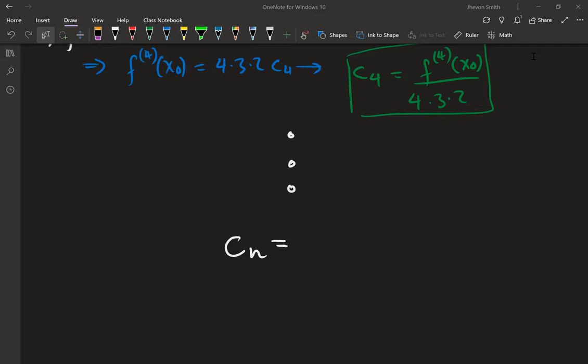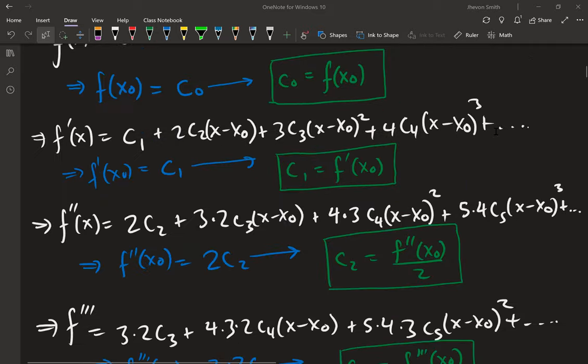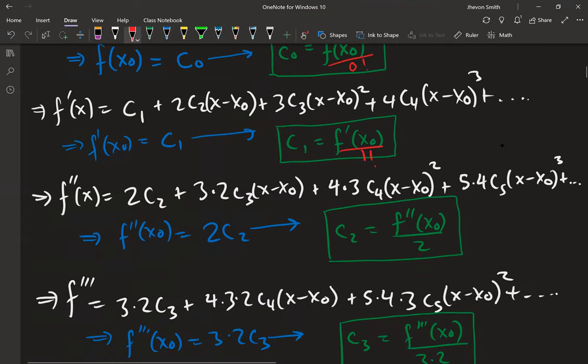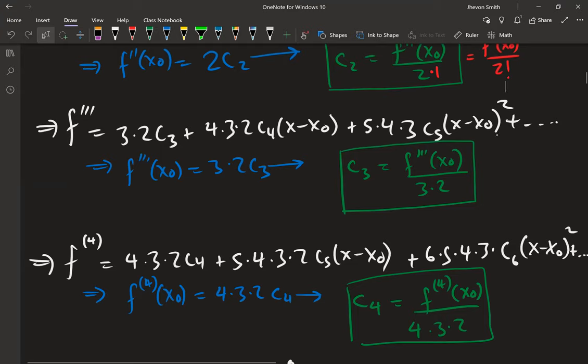Notice that the denominators were factorials. Essentially I could do this over 0 factorial, and this over 1 factorial. Now, of course, the 2 is the same as 2 times 1, and so that is going to be f double prime over 2 factorial. This one, 3 times 2, I can append a 1.